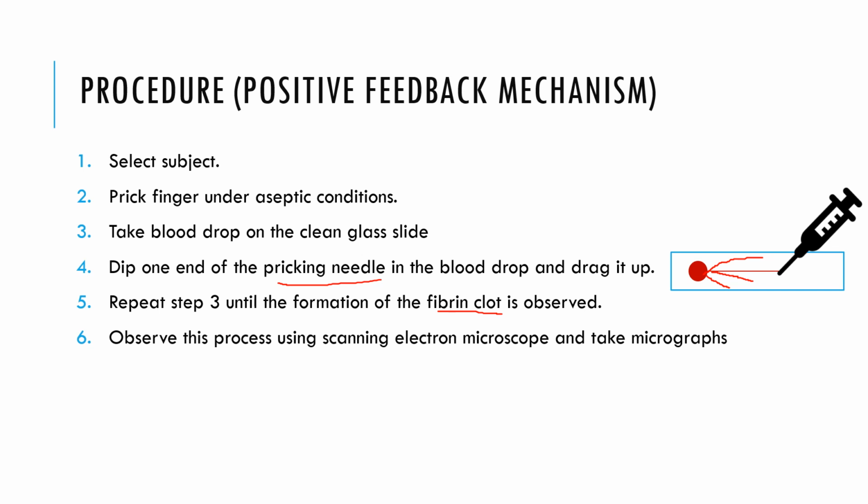When we observe under the microscope, we can easily make out at what time the fibrin thread is formed. So this is the example of positive feedback mechanism, that the clotting process continues until the outcome is achieved, and all this process is done in the same direction only. So this is all about our practical on positive and negative feedback mechanism. Thank you.